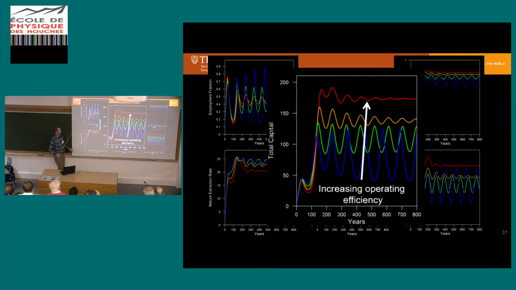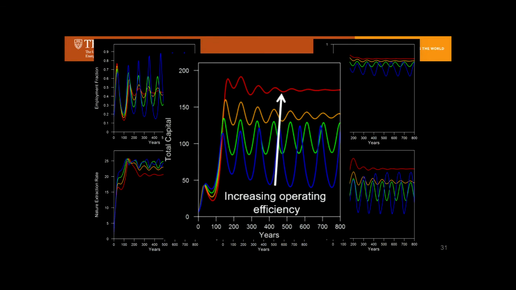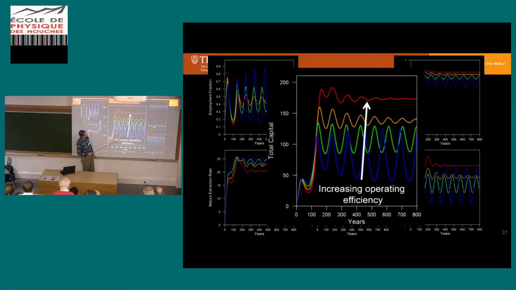So I'm changing the efficiency of operating the capital. This is a low efficiency for the blue, a little bit higher efficiency for the green, a little bit higher for the orange, and higher for the red. So in this particular case, just notice that the red is higher than the blue. If I'm more efficient at operating capital, there's more nature available to make more capital. So I accumulate more capital. This graph is the total amount of capital accumulated. If I'm more efficient at operating, I have extra resources to make more stuff.